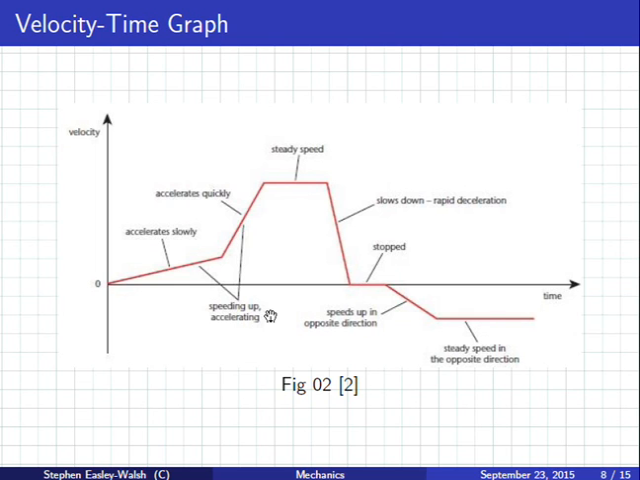So now I'd like you to draw this, and if you can, try to write down these words as well, explaining each part of the journey. Steady speed, slows down, stops. Okay?